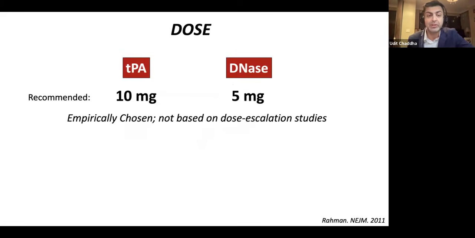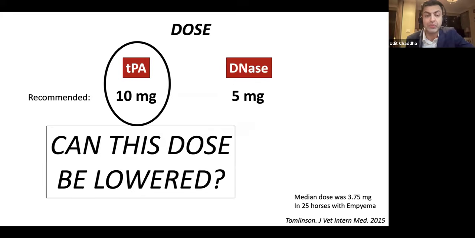That is because 10 milligrams was used in the only randomized control trial, the MIST 2 study. But remember that this was not based on any dose escalation study, and this dose of 10 milligrams of TPA was empirically chosen. Now, the question is, can you lower this dose and maintain efficacy and reduce bleeding rates? Now, I must highlight that there's a small study on 25 horses in which a TPA dose of 3.7 milligrams was sufficient. And you can imagine a horse hemithorax being much larger than a human hemithorax.